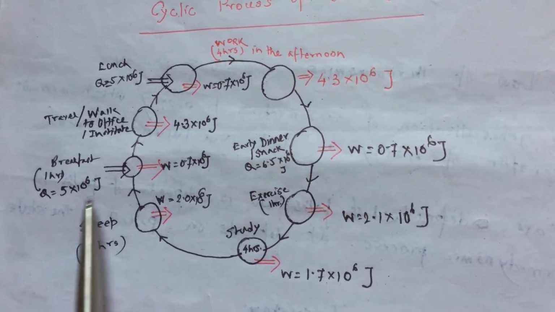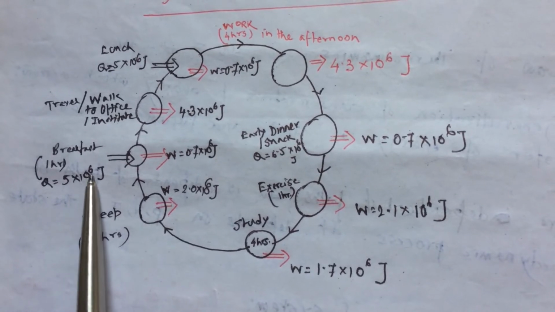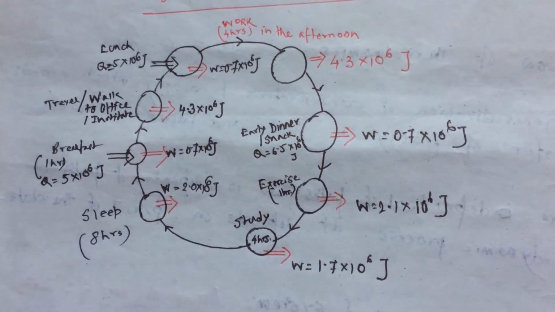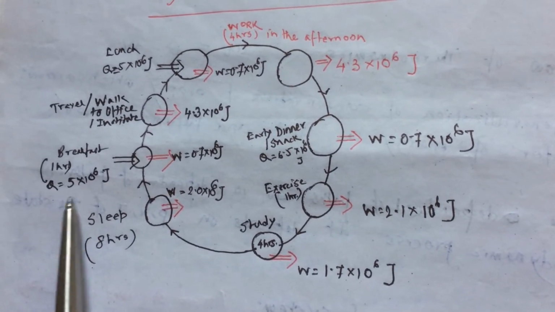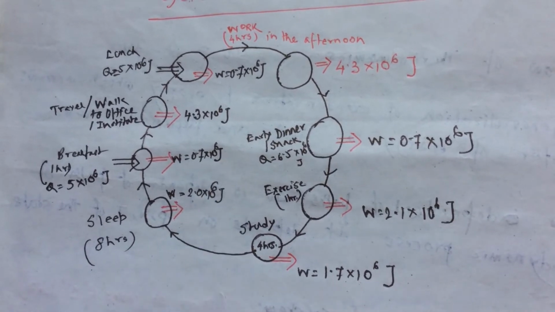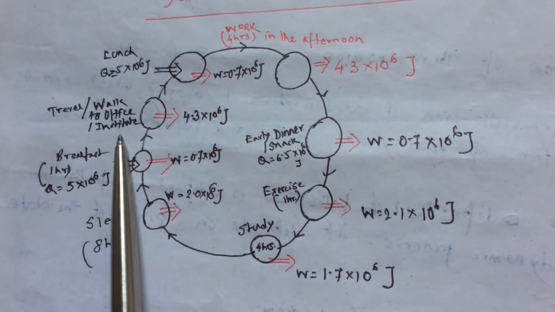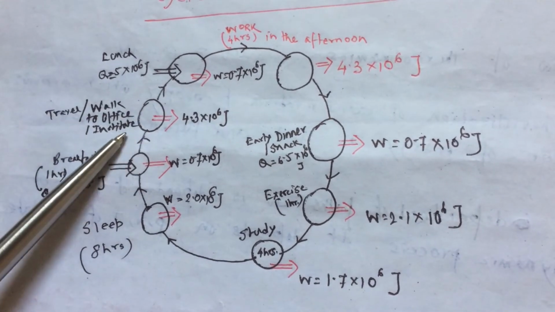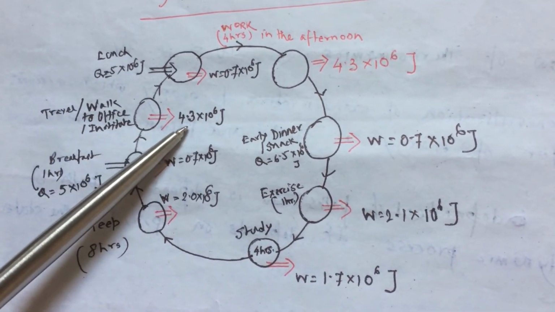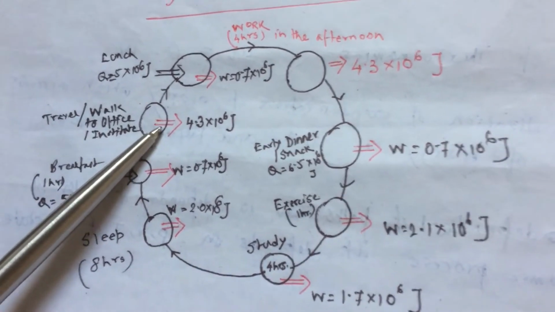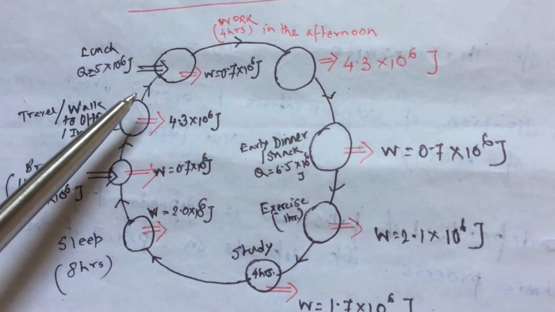Now I am taking Q equal to 5 × 10⁶ joule amount of energy in breakfast through my food, and I do work of 0.7 × 10⁶ joule. Then I am traveling to my office by walking, suppose, and for that I need 4.3 × 10⁶ joule of work I have done during the process of walking or traveling.